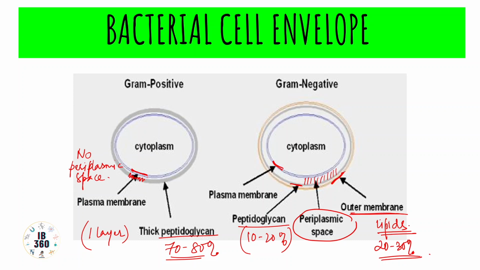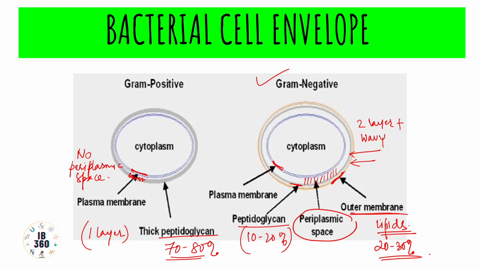The first important thing is that gram negative bacteria have a huge lipid content, 20 to 30%, and their cell wall is made up of two layers. This is the inner layer, and this is the outer layer. Their cell wall is also wavy, two layers plus wavy, not straight like that of gram positive.